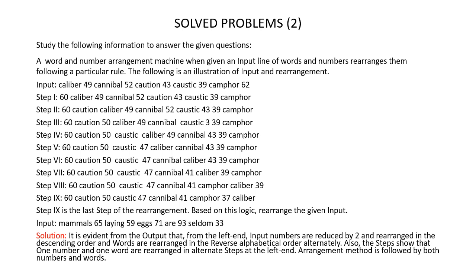Also, you can see from the output that from the left end, the numbers are rearranged in descending order, that is from 60 to 37. And also you can see that the words are rearranged in the output in the reverse alphabetical order.